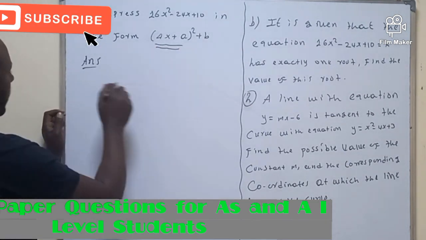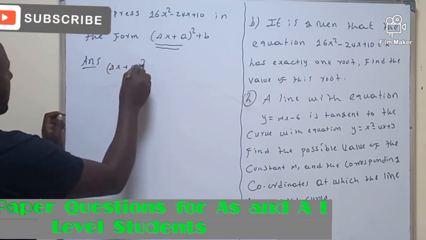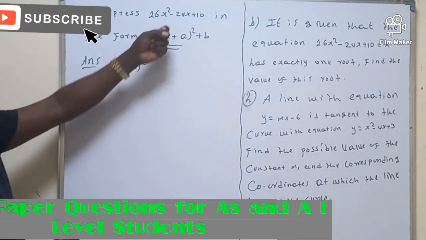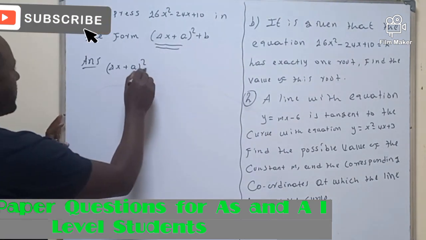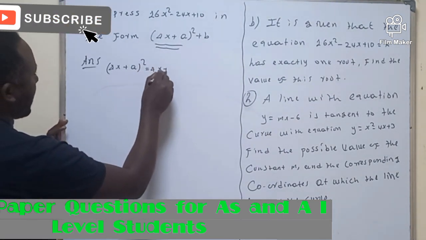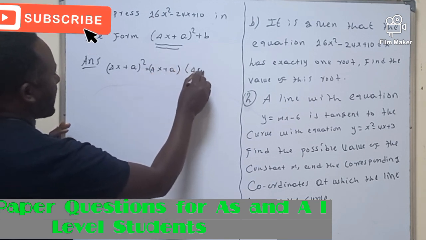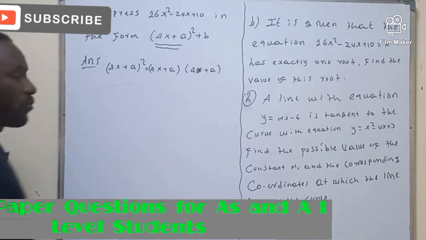So how are we going to expand this one? That is (4x plus a) the whole square. This is the first thing that you're going to do whenever you are expressing this in this form. First, let's expand this one. This means (4x plus a) times (4x plus a). This is the way.